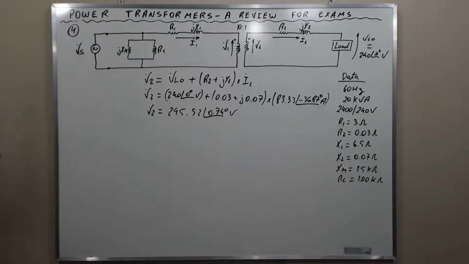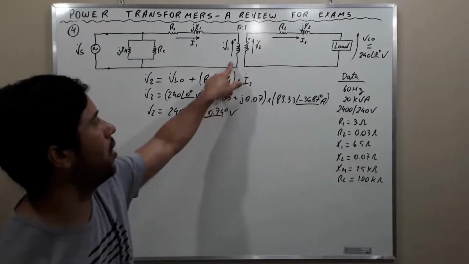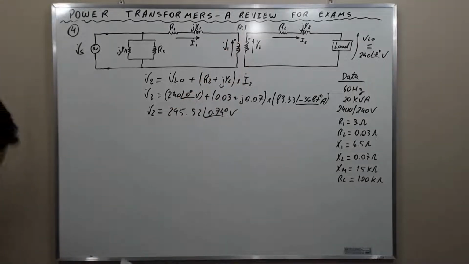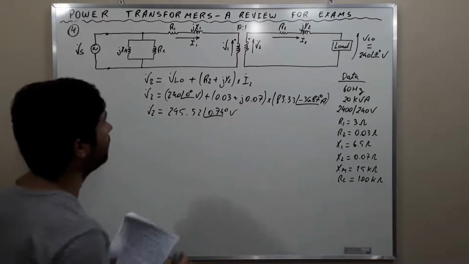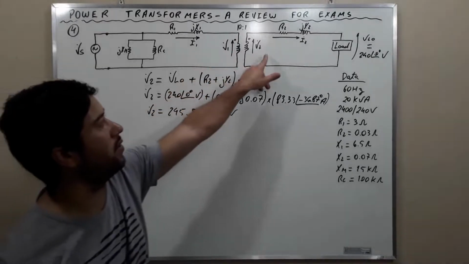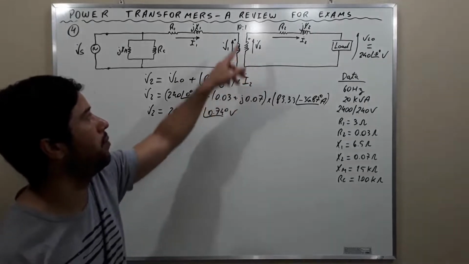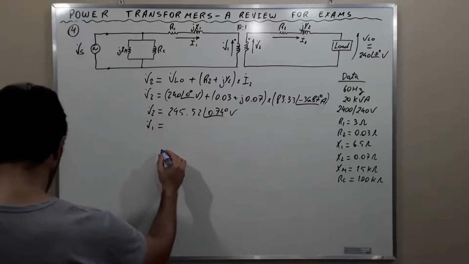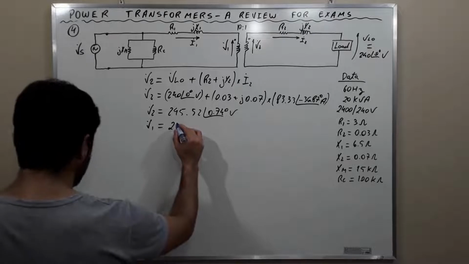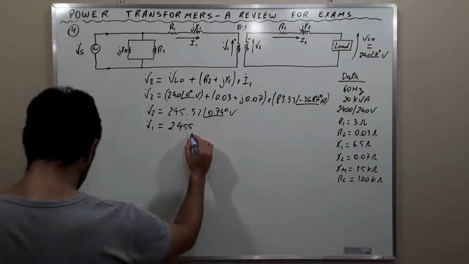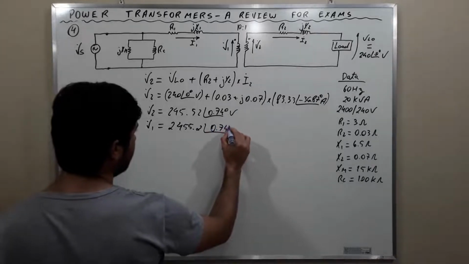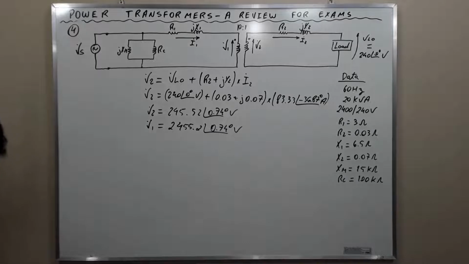And to calculate V1, from V2 we can calculate V1 using merely the turns ratio of the transformer. Okay, this is the high side, this is the low voltage side, then we simply multiply by 10, and V1 is equal to 2455.2 phase 0.74 degrees volts. Okay, this is the voltage V1.